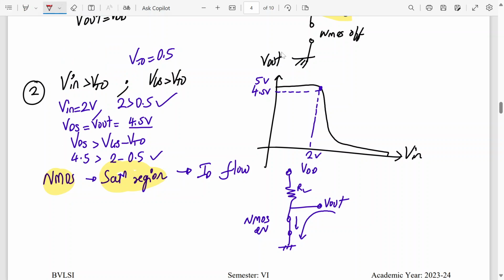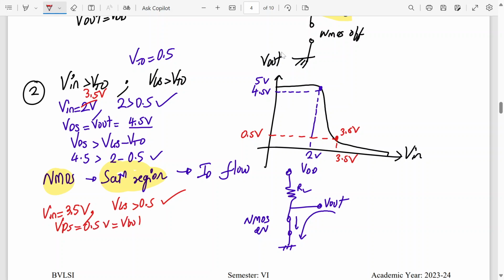Now let's say, in the third case, it becomes 3.5, so 3.5 volt has come here. Let's say this is 3.5, right? Here my output is what? 0.5 volt, let's say. Okay, so now V in is 3.5, right? So is the VGS greater than VTO condition satisfied or not? Yes. What is my output here? 0.5.